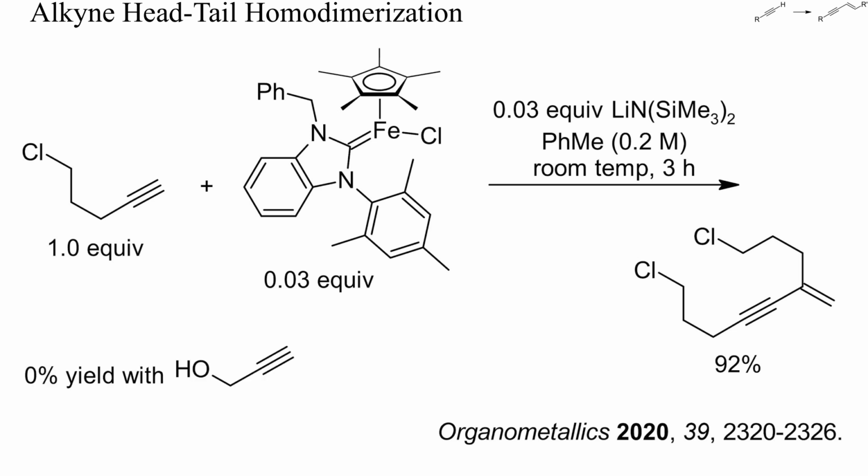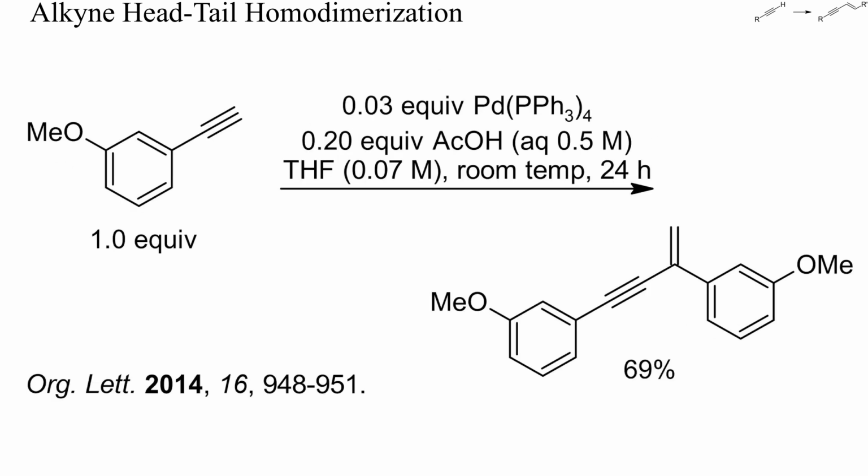Propargyl alcohol, however, did not undergo this reaction. Propargylic alcohols show a peculiar reactivity and tend to oligomerize in other ways when treated with transition metal complexes. I'll show you some examples later when discussing side reactions. This is an example of palladium-catalyzed head-tail homodimerization under slightly acidic conditions, again at room temperature.